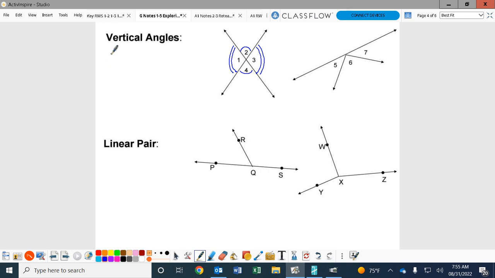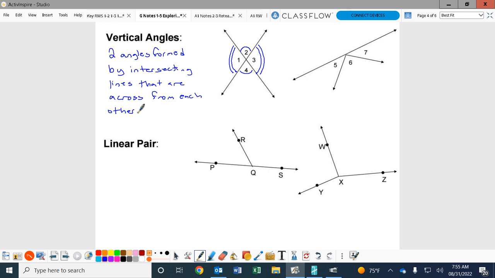So it's two angles formed by intersecting lines that are across from each other. Two angles formed by intersecting lines that are across from each other.